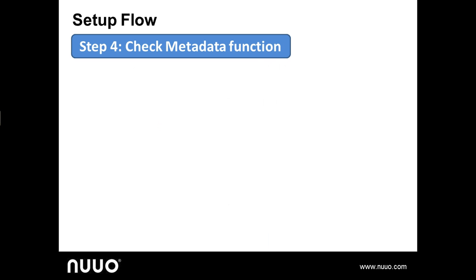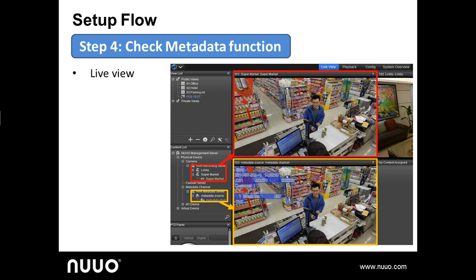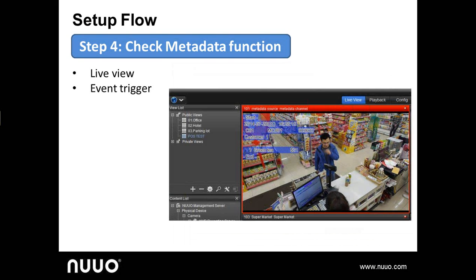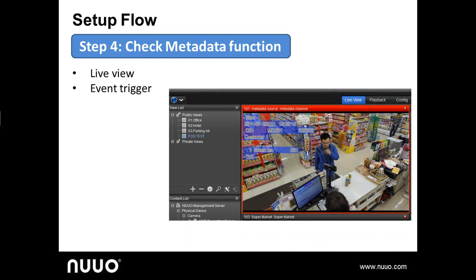If the configuration is correct, the POS data should be able to show on live view as this screenshot. Please don't forget to drag the metadata channel to layout, or you cannot see the transaction data on camera channel. And about the event action, since we have chosen video pop-up for the event action, when the event has been triggered, the associated channel should display red rectangle as this photo.